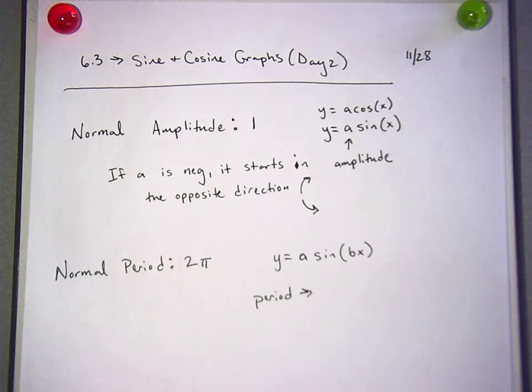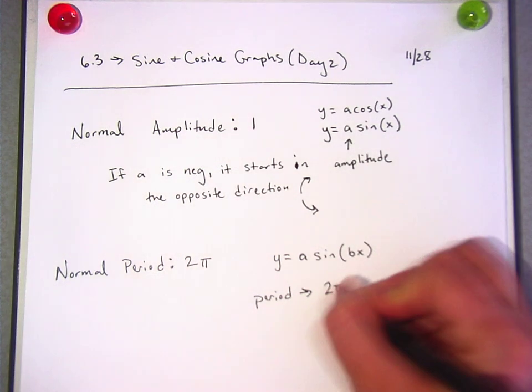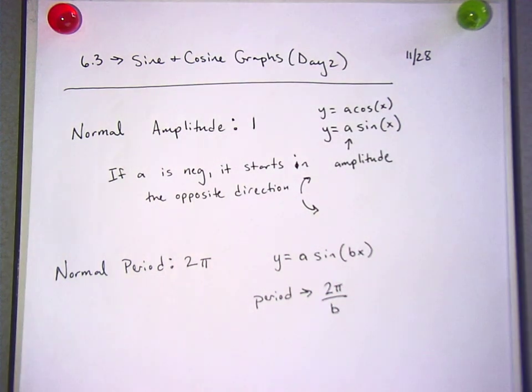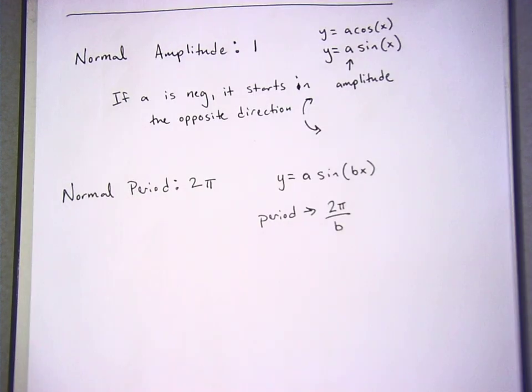What was the old period? 2 pi. 2 pi over b, or 1 over b times 2 pi. So you take 2 pi and you divide by b, and that'll get you your new period. So I had 2 pi and then I divided by 2, and now it's just pi. Or I had 2 pi and I divided by 4, and now it's pi over 2. It can do it a lot faster.